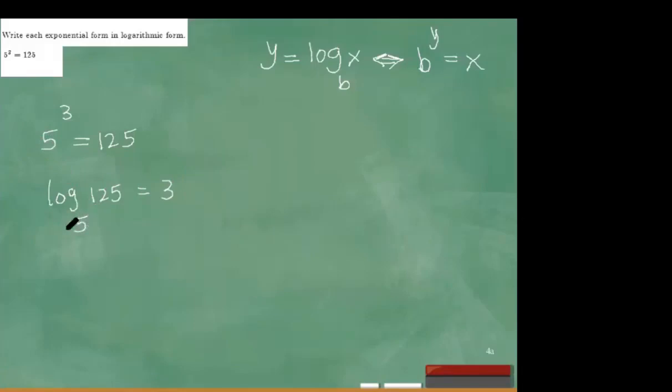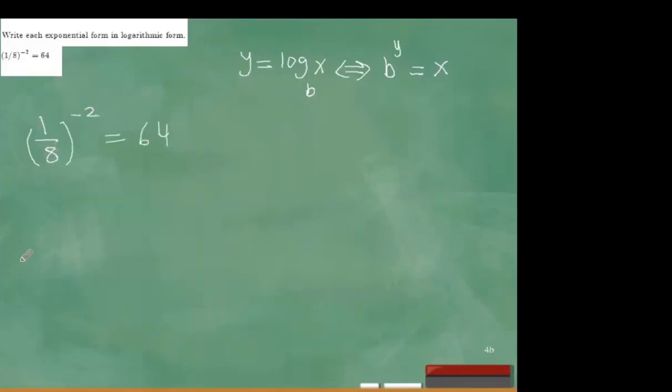Notice that the base of the logarithm matches the base of the exponential. So 5 to the power of 3 is equal to 125. 125 is my argument, which would be always to the right of the equal sign.